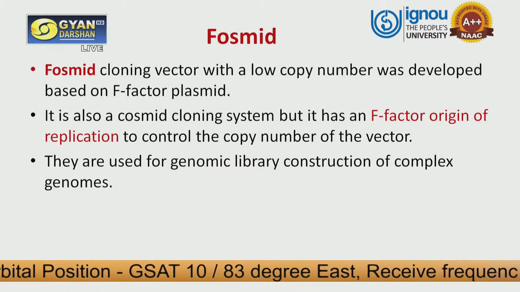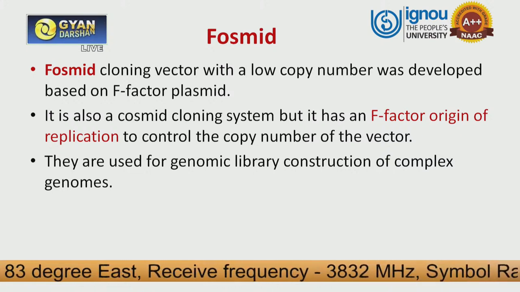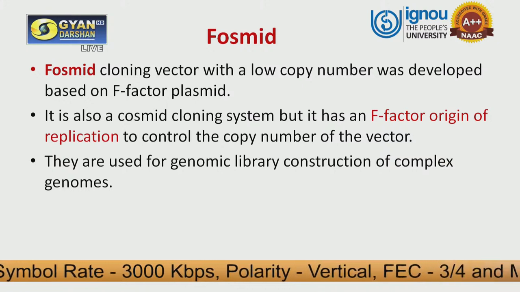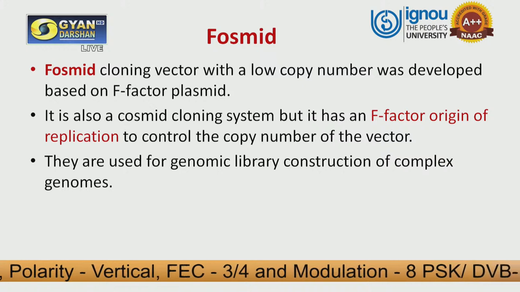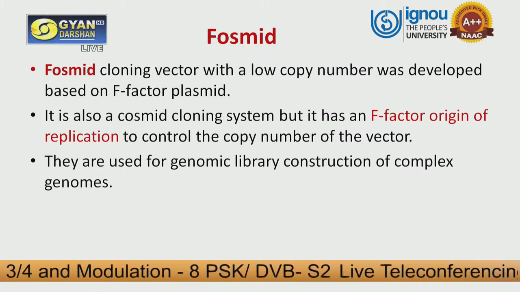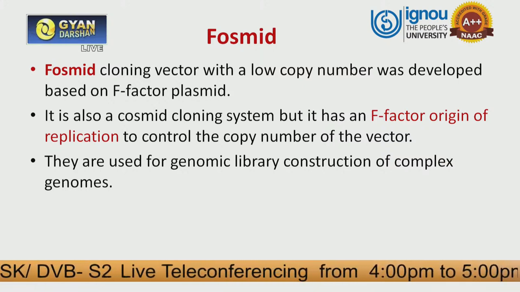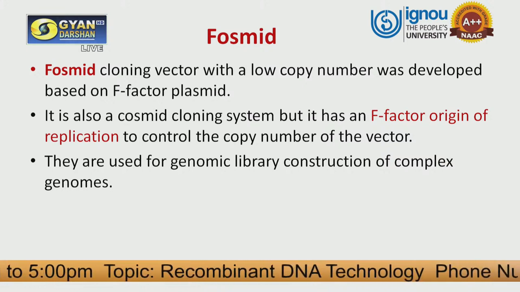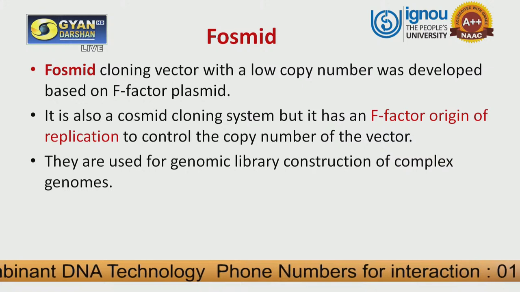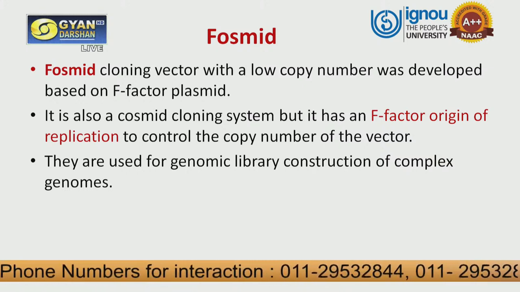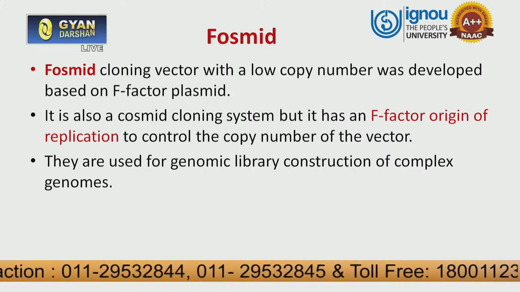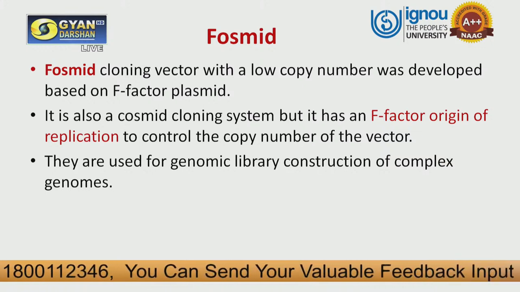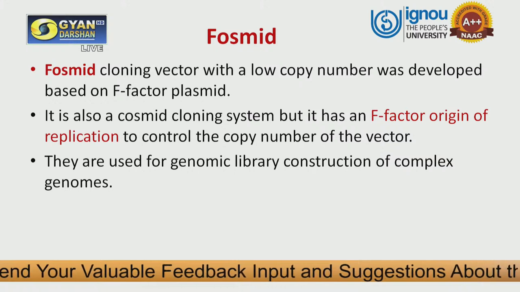Coming to another vector, which is called a phosmid. Phosmids are also cloning vectors with a low copy number. Sometimes our requirement is that we need low copy number vectors, and this was developed based upon the F factor plasmid. This type of cloning system has the origin of replication from the F factor, and this is a very important factor which controls the copy number of the vector, meaning we do not need excess copies. This type of vector is used for genomic library construction of complex genomes.